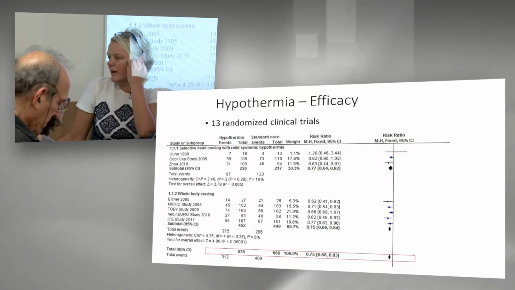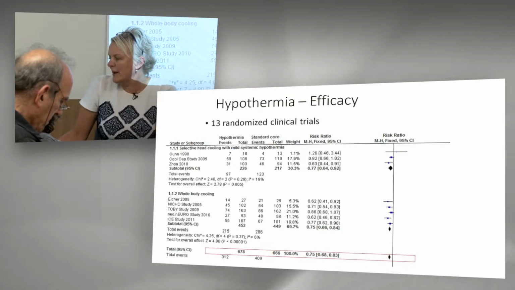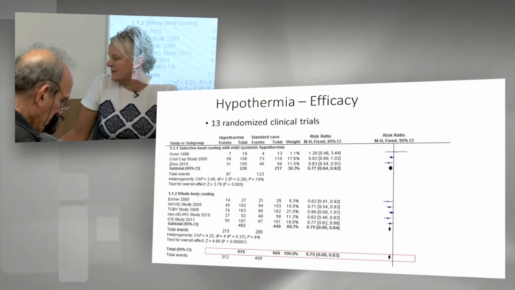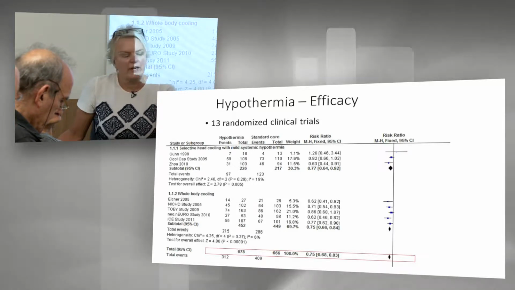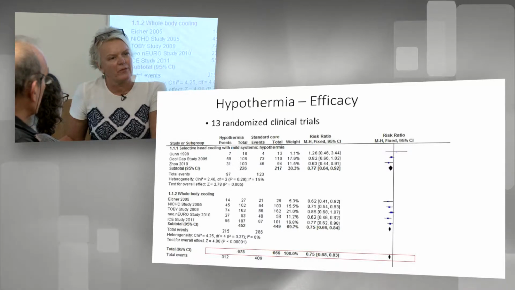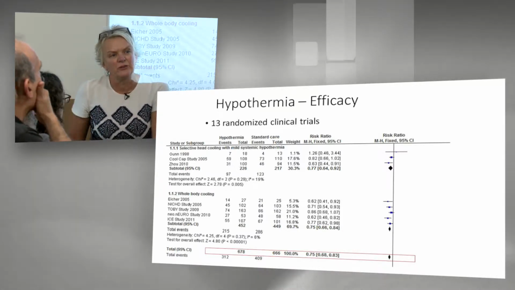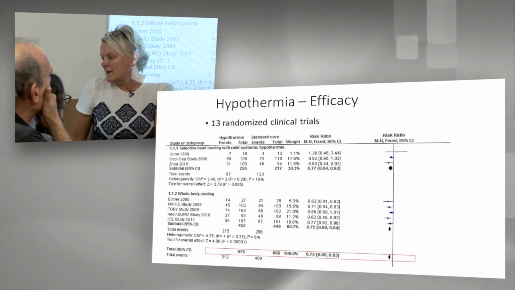Does cooling work? 13 randomized controlled trials, close to 1,500 babies across 8 different countries, and yes, very consistent findings here on this Cochrane plot. A 25% reduction in the chance of death or disability with hypothermia. Absolutely dramatic impact. Number needed to treat 5 to save a life or prevent disability.